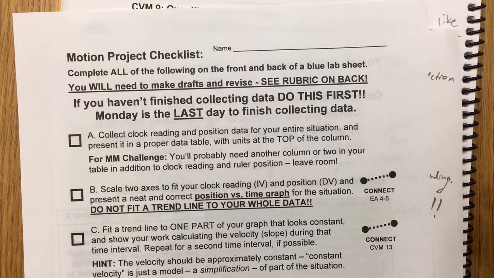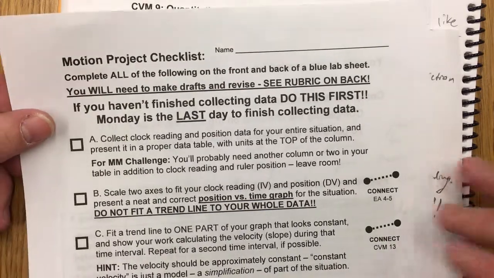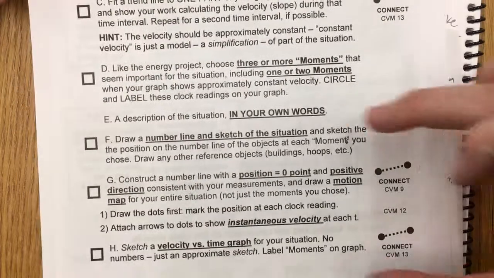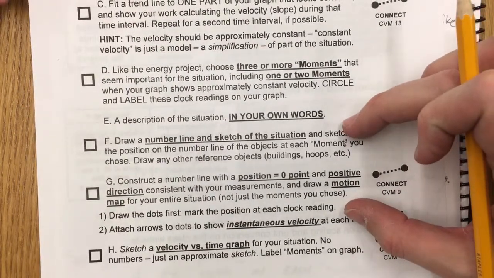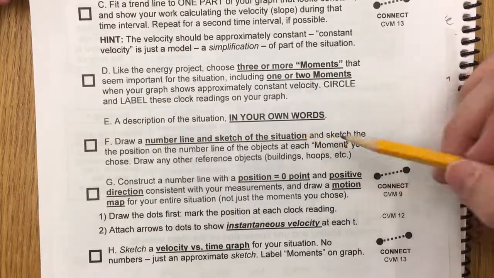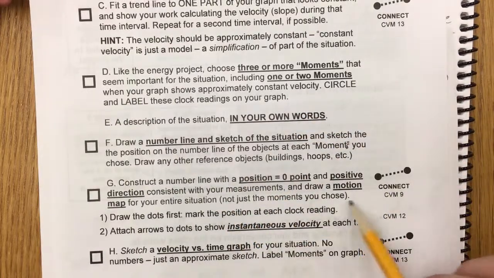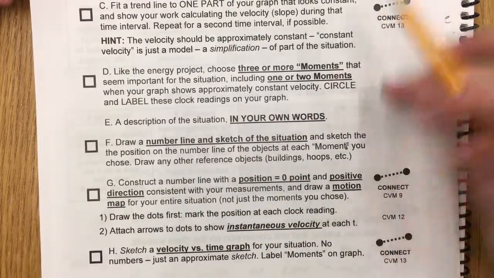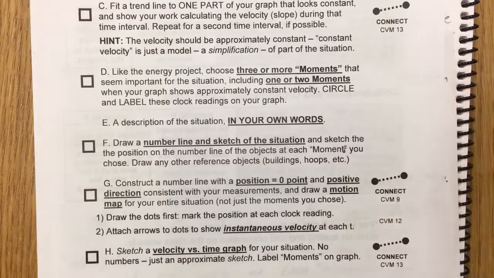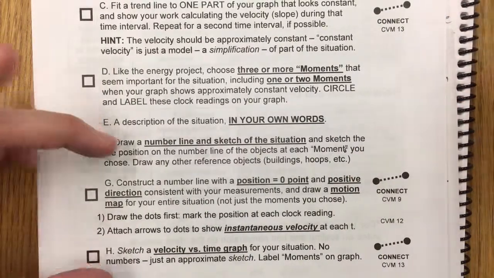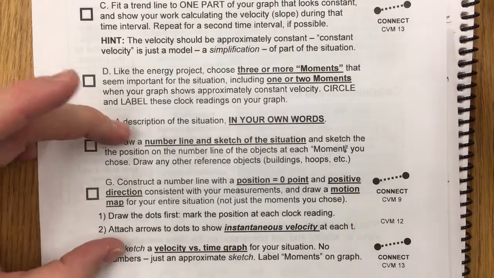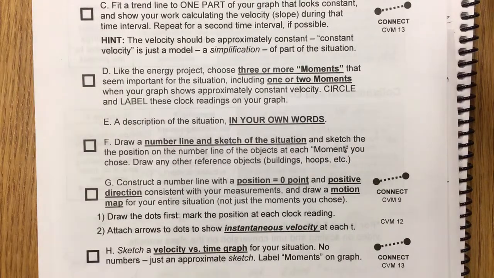All right, this is a video to help you finish up your motion project. This video is about steps F and G, about drawing the number line and the sketch and the motion map. If you haven't gotten up to steps F and G, you should probably finish those before you come into the classroom. This is for those last steps. It's hard to do these steps without making your graph already, but we'll go from there.